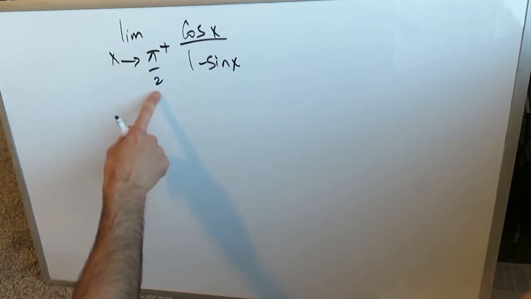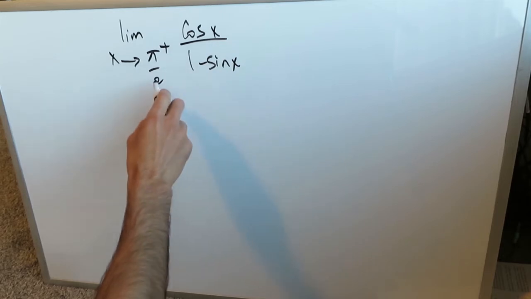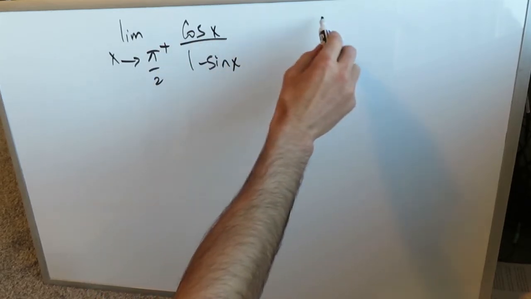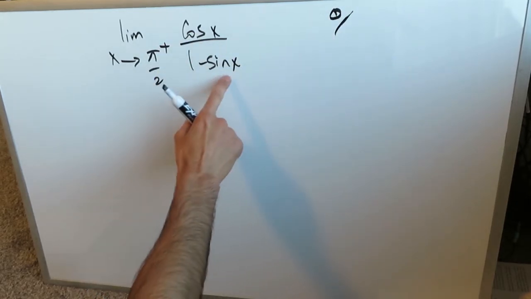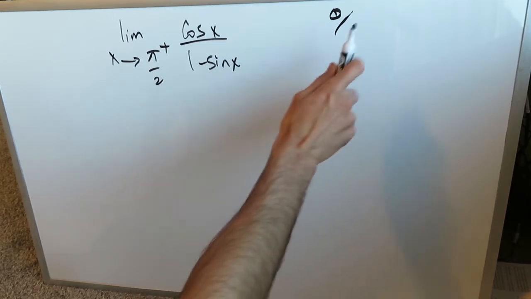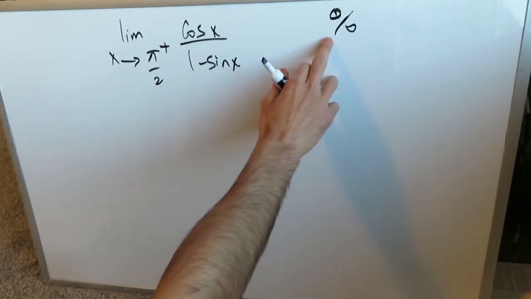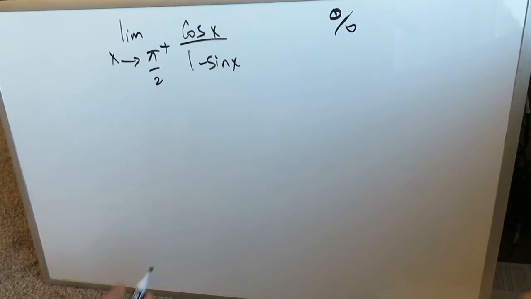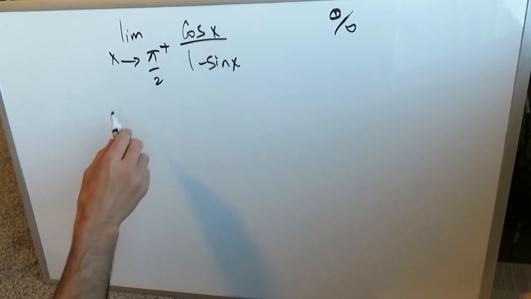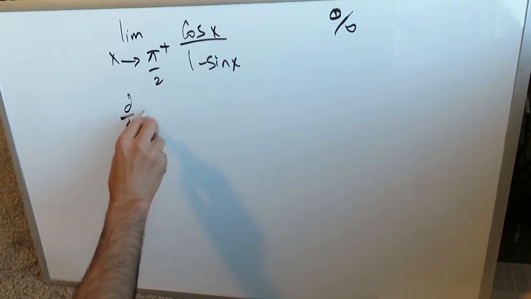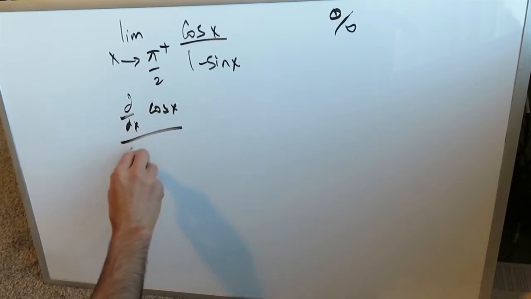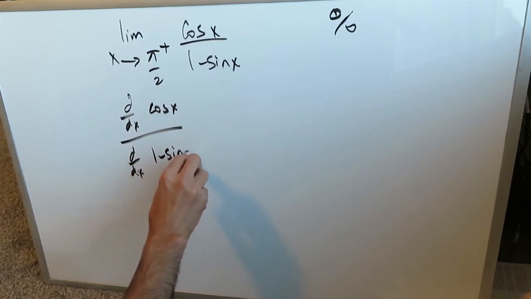If you run your x value, pi over 2, which is 90 degrees, cosine of 90 is 0, sine of 90 is 1, but you get 1 minus 1, you get 0. So we deal here with the indeterminate form. L'Hopital's rule can be applied over here. You can take the derivative of the numerator, and the derivative of the denominator, and then see how that plays out.